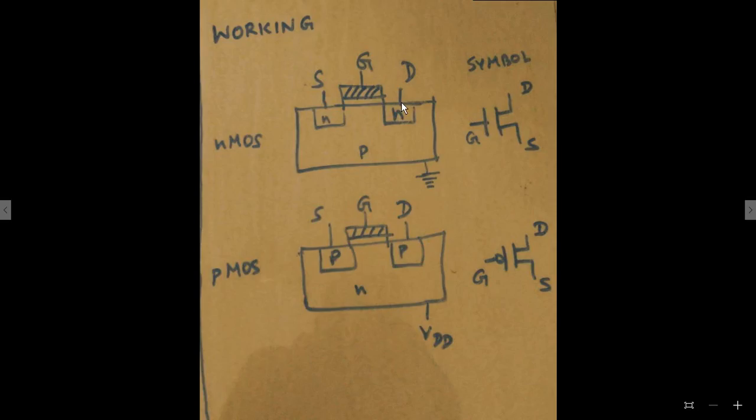I mean, when gate voltage is 0, there is no conduction between source and drain terminals. So this is the off condition.